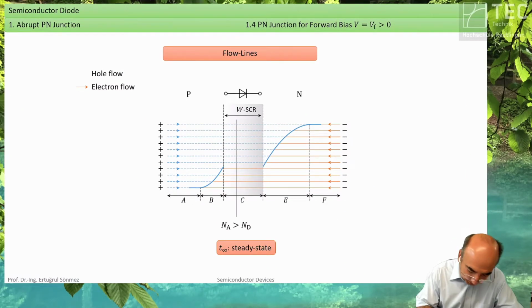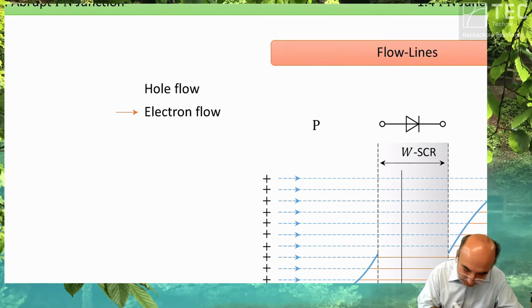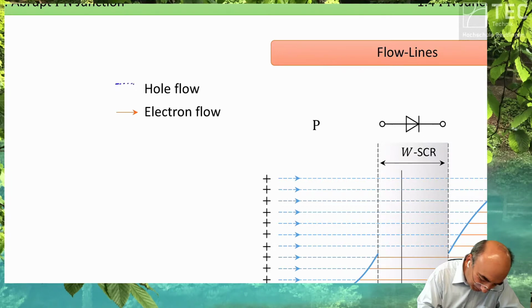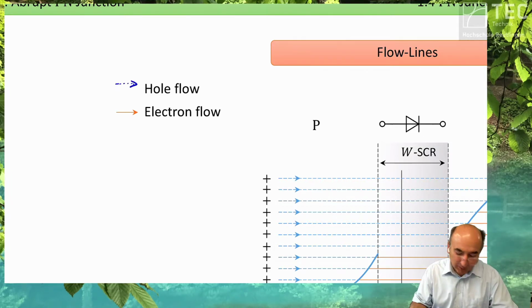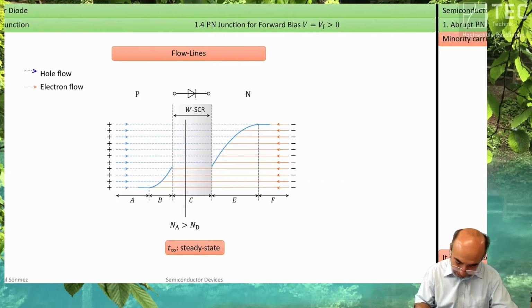Now, there is something missing. I see now. This arrow. Okay. Hole flow, electron flow. So let's continue.